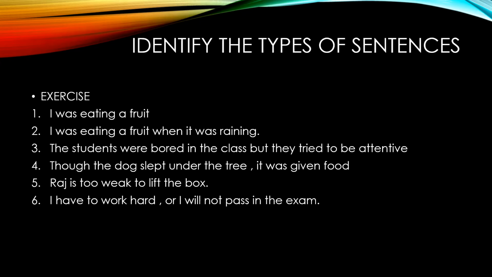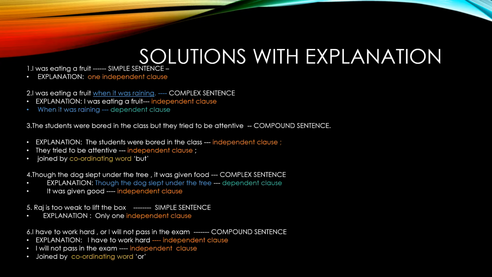Now, check yourself whether you have understood this concept. Identify the types of sentence. One: I was eating the fruit. Two: I was eating the fruit when it was raining. Three: The students were bored in the class, but they tried to be attentive. Now, let us look at the solutions with the explanation.